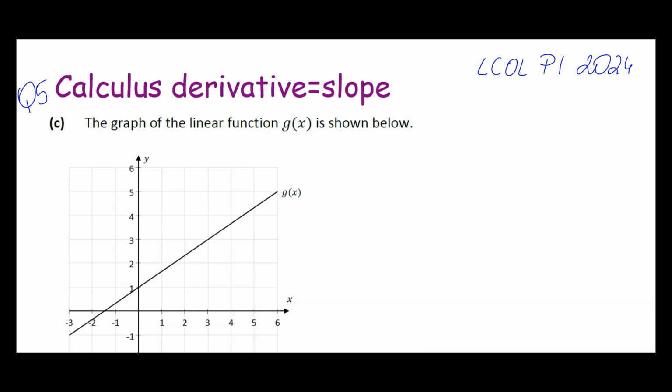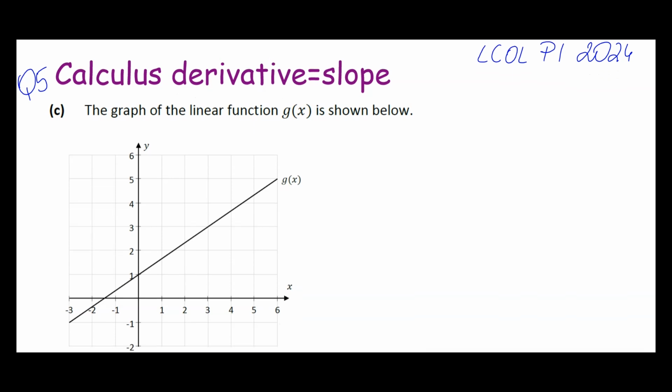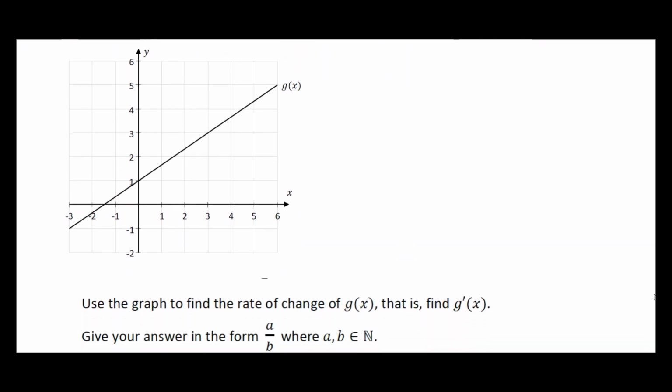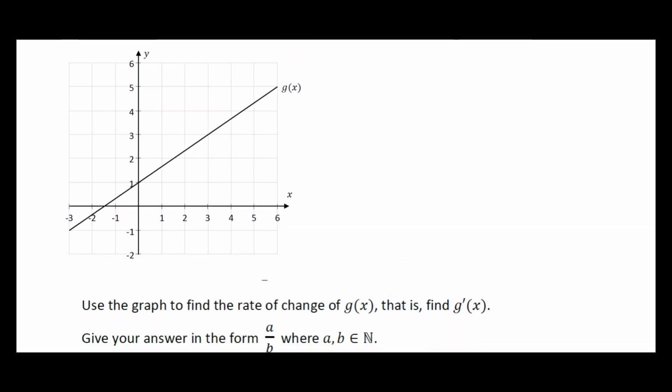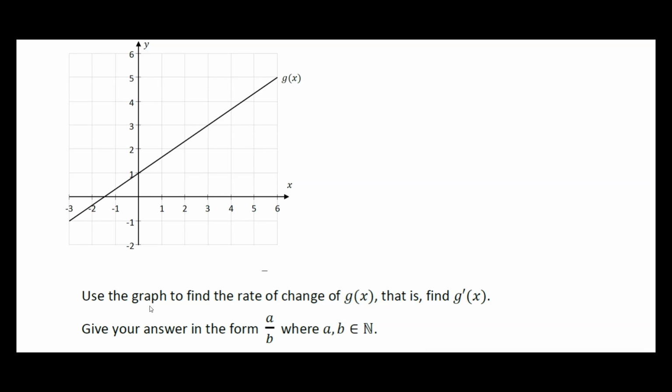A different aspect of calculus when it comes to a linear function. So here we have the graph of the linear function g shown below, and we can see a straight line. Okay, perfect. So what do we need to do with that? Use the graph to find the rate of change of g of x. Now, even if you didn't know, they are telling you that is what we are saying here. What is that? Derivative of g.